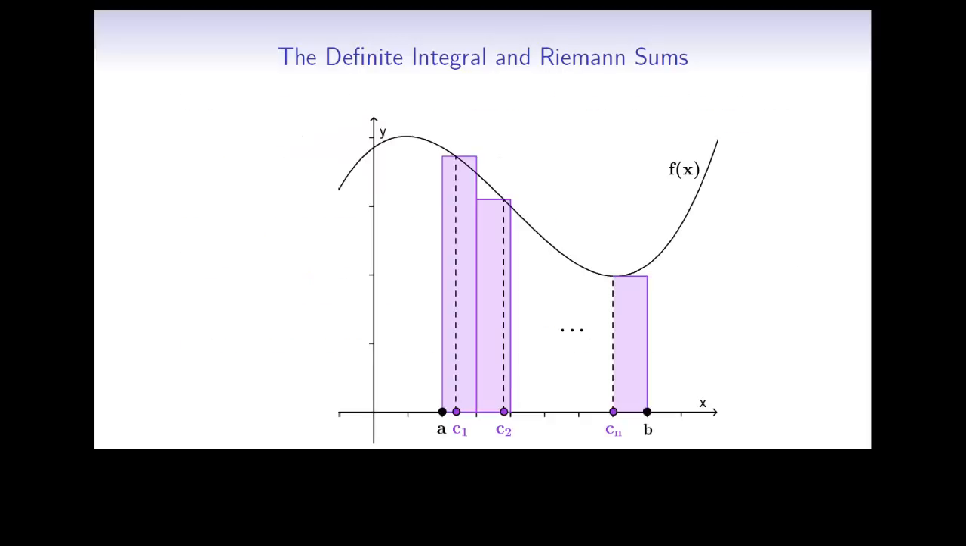Here is a diagram that will help you understand the ingredients of a Riemann sum. Here we see the function, the interval, and we see how the interval was divided into n equal subintervals. In each subinterval, we chose a sample point, c1 in the first, c2 in the second, and so on. The width of each rectangle is the length of the subinterval, delta x, or b minus a over n. The height of every rectangle is determined by the value of f on each of the sample points. Now let's have a look at our first example.